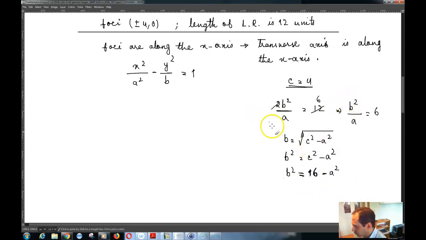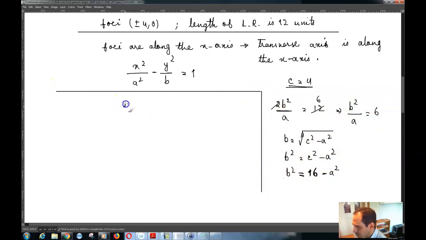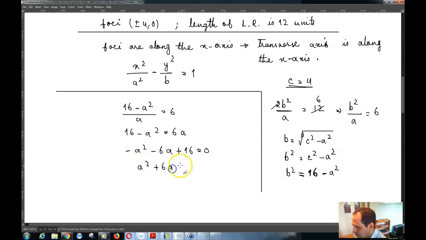So now in this equation, b squared by a is equal to 6. Instead of b squared, I can write 16 minus a squared, divided by a, is equal to 6. That means that 16 minus a squared is equal to 6a. That means that negative a squared minus 6a plus 16 is equal to 0, and that means that a squared plus 6a minus 16 is equal to 0.